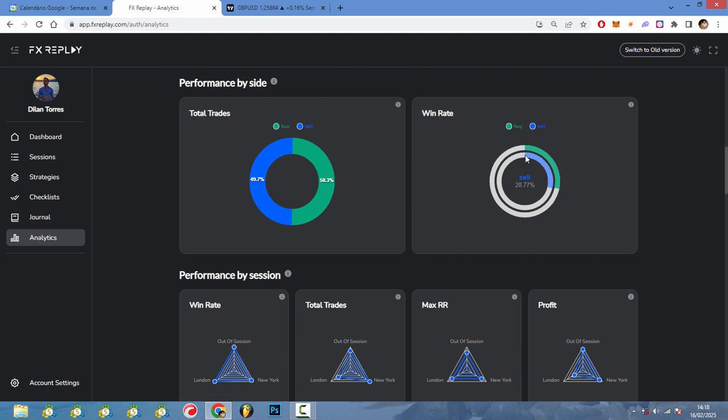All right. So here we can do things with this. We can do things with the win rate if we're better at buying or selling. So if you're better at buying, focus more on buys. If you're better at selling, focus more on selling. And if you're worse on one of them, just cut it off. Maybe. Depends on your probabilities.